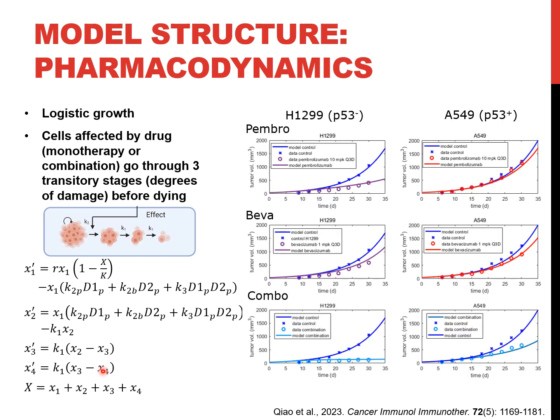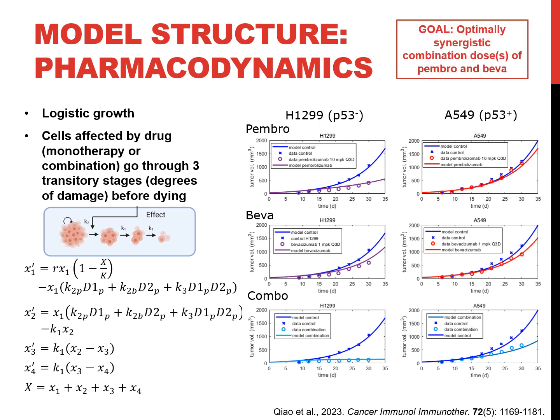Okay, so this is the model, and this is the data. It's pretty standard. We have cell line H1299, this is P53 negative, so we have monotherapy pembro, bev and combo, and this one, same thing, A549, monotherapy for pembro and bev and combination. Now we are ready to apply our method and to find optimally synergistic combination doses for these 2 drugs. Okay, so we now apply our method.